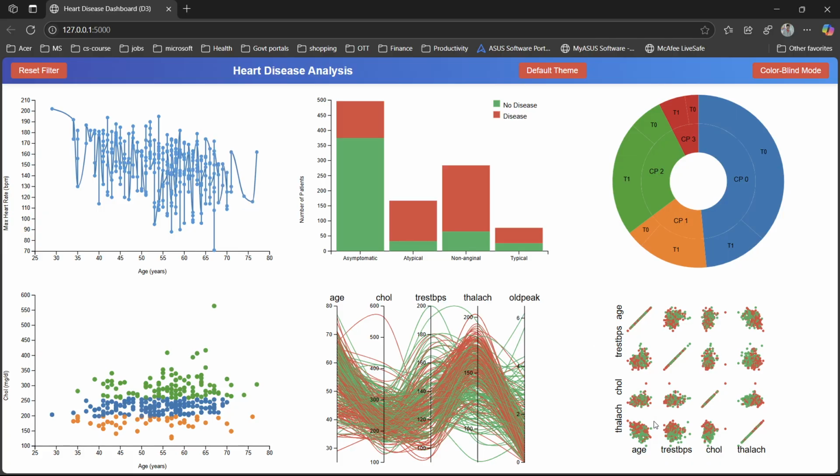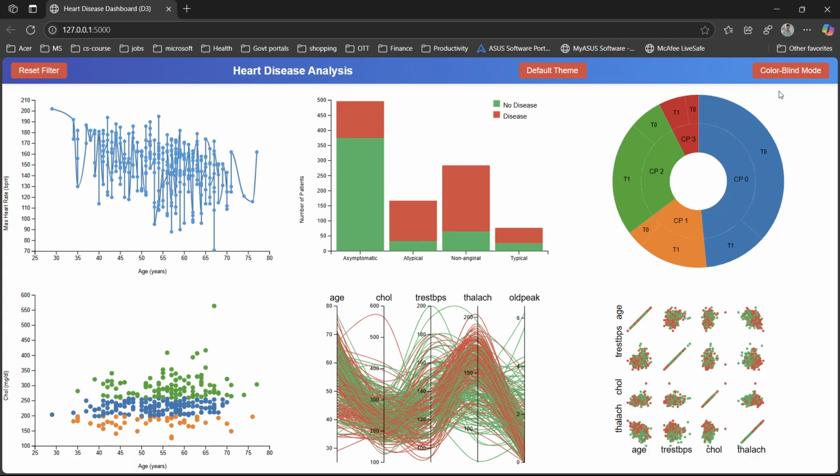And if you go to the scatter plot, here we can see the scatter plot matrix, and we can see the correlation between age and thalach, age and cholesterol, and age and trestbps. We can see from that age and cholesterol is showing a slightly upward trend, and age and thalach showing a scattered plot. And we can explore each scatter plot of the variables here.